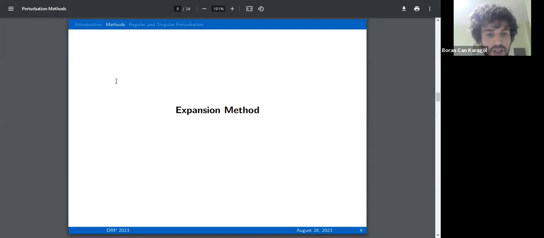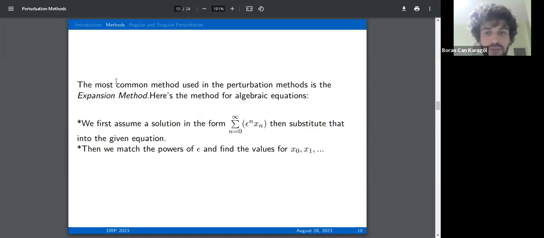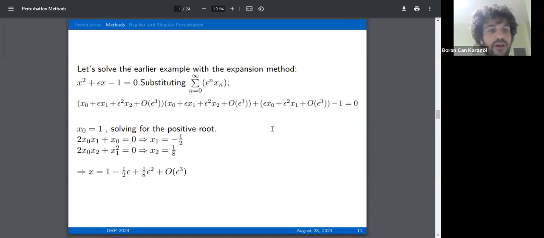So the next method is the expansion method. The most common method used in perturbation methods is the expansion method. Here's a method for algebraic equations. We first assume a solution in the form of a series, then substitute that into the given equation. Then we match the powers of epsilon and find the values for x0, x1, and so on. And if we were to try to solve the earlier example with the expansion method, we substitute this series into the x, and we multiply, and we get a polynomial with the coefficients of epsilon.